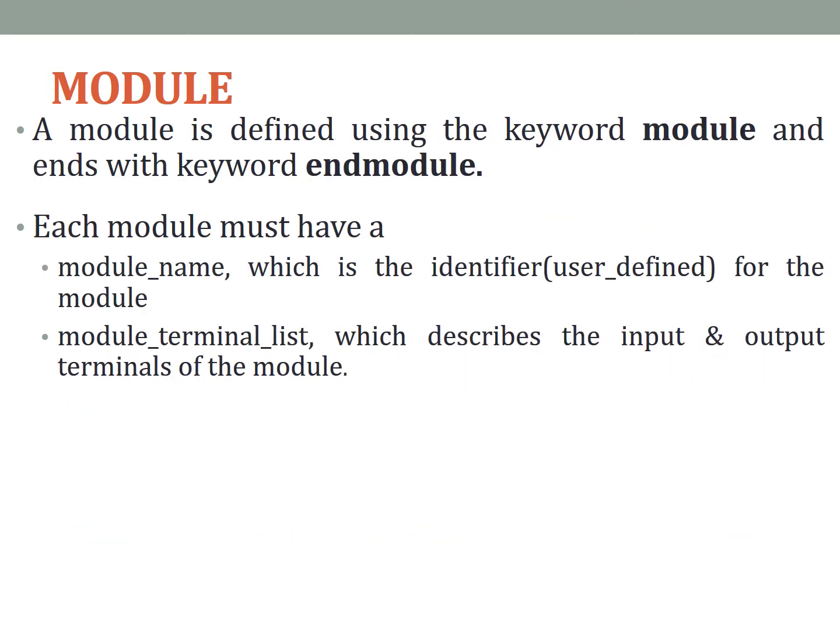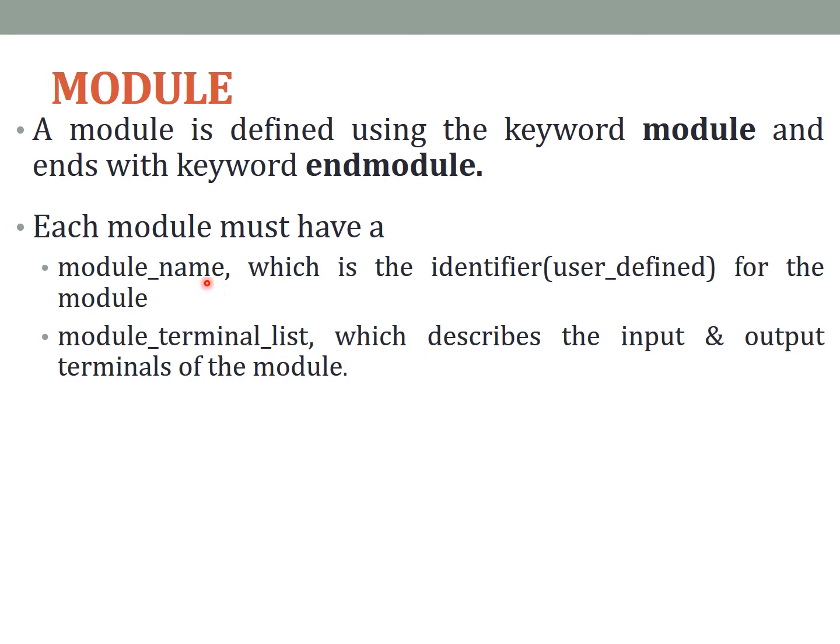Let us understand the module and how it is declared in Verilog. A module is declared using the keyword module and it ends with the keyword endmodule. Each module we declare must have a module name, which is an identifier or a user-defined name for the given module. The identifier must begin with an alphabet or an underscore. It can contain numbers, and the only special character allowed other than the underscore is the dollar symbol, but it should not begin with a dollar symbol.